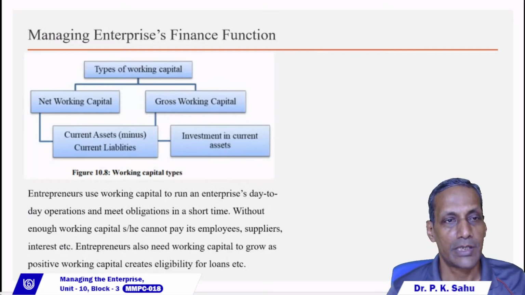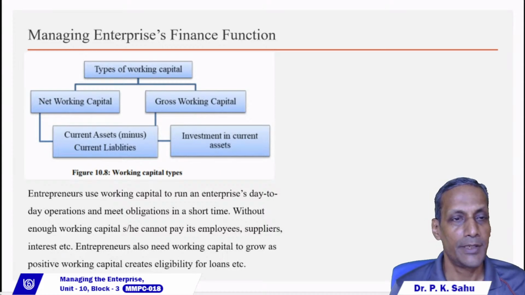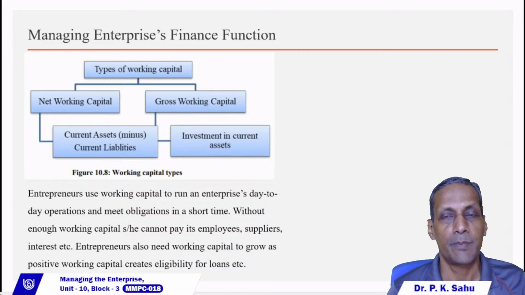Take a look, types of working capital, net working capital and gross working capital. Net working capital is current assets minus current liabilities. Gross working capital is investment in current assets. So entrepreneurs use working capital to run an enterprise's day-to-day operations and meet obligations in a short time. Without enough working capital, he or she cannot pay employees, suppliers, interest, etc. Entrepreneurs also need working capital to grow, as positive working capital creates eligibility for loans, etc.